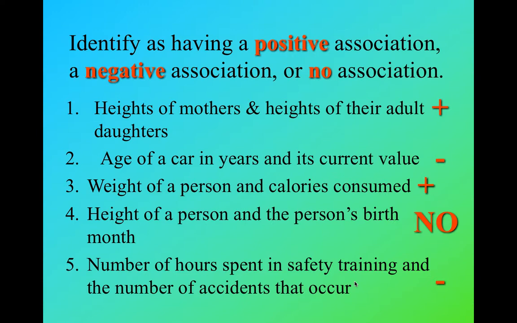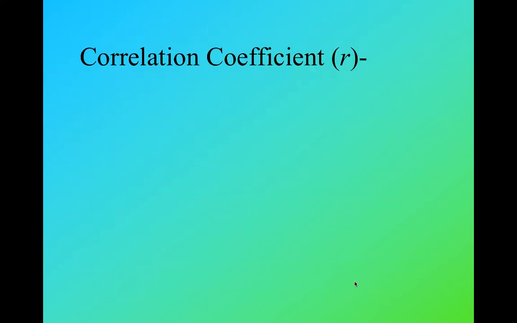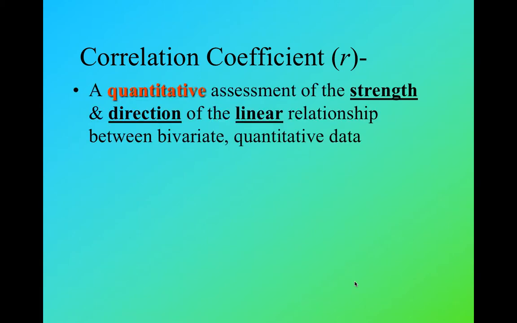That's where we have a value that comes in called our correlation coefficient, abbreviated with a lowercase r. Our correlation coefficient is a quantitative assessment, that means a number or a numerical value, of the strength and direction of the linear relationship between bivariate quantitative data. All right, let's break that down.